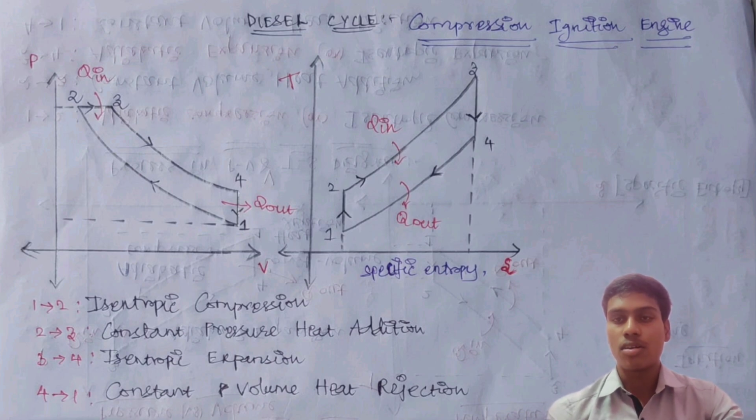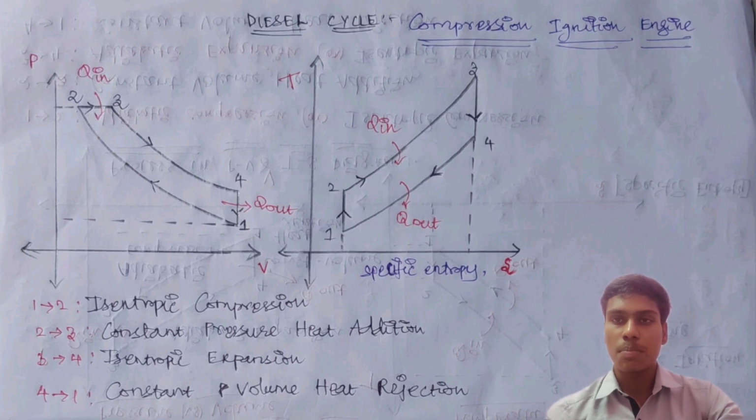After adding the heat at constant pressure, there will be an isentropic expansion, the same process, and then constant volume heat rejection. At the exhaust valves, the same process comes into the picture. There will be constant volume heat rejection. So these are the four major processes applied in the PV diagram and TS diagram in diesel engines.